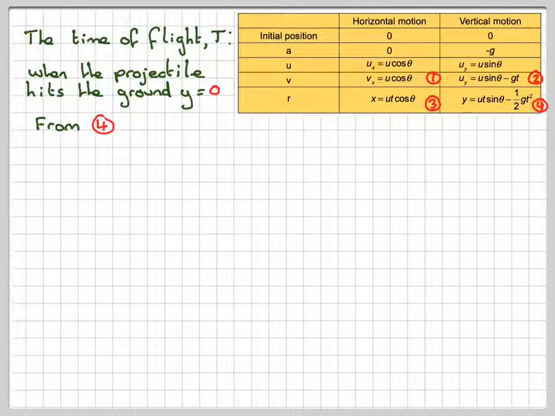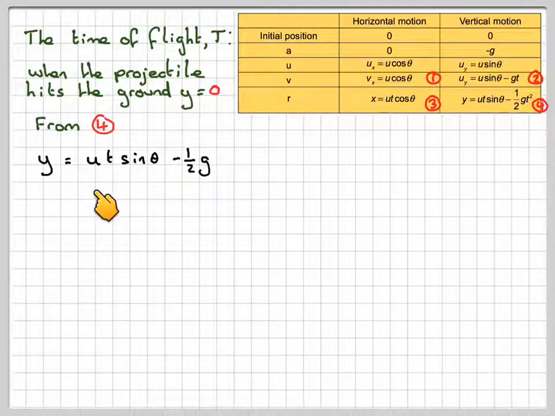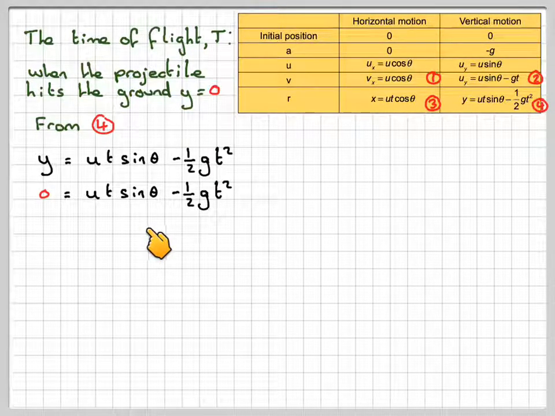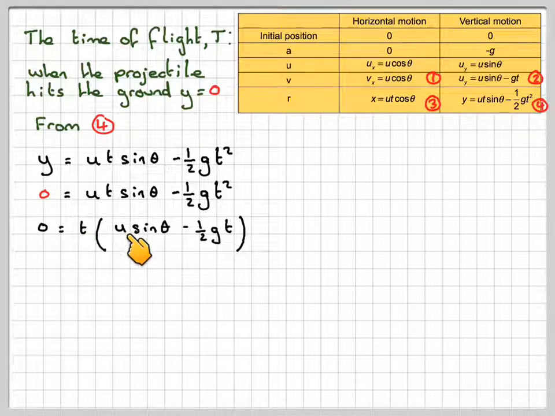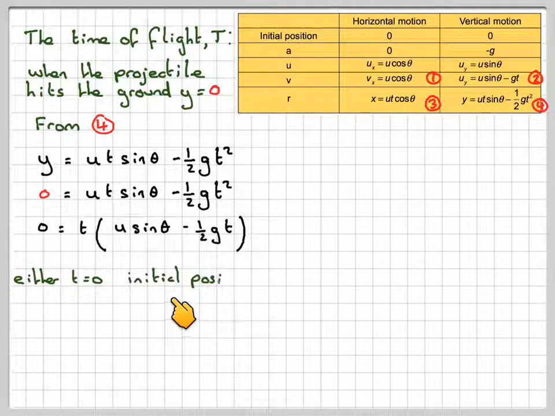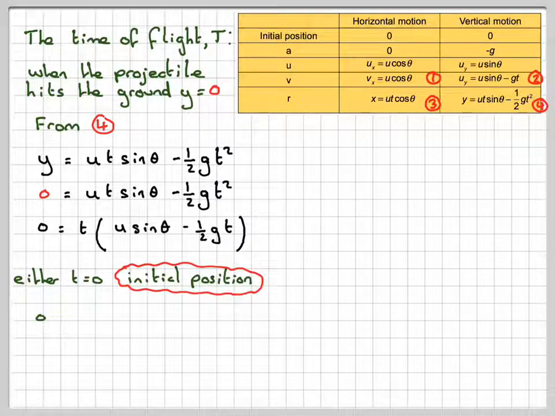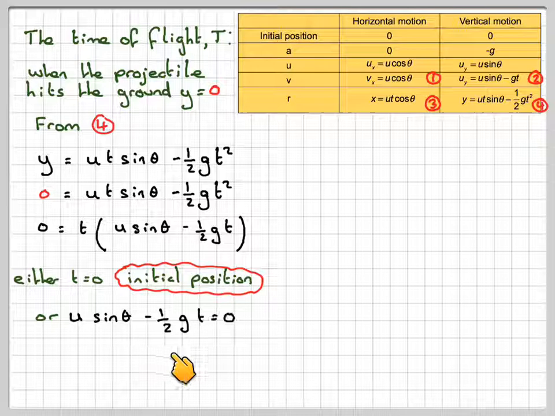Okay, so from 4, we've got y is equal to u t sine theta minus a half g t squared. So 0 is u t sine theta minus a half g t squared. So 0, common factor of t: t times (u sine theta minus a half g t). So either t is equal to 0, which was the initial position that I told you about, or u sine theta minus a half g t is equal to 0.